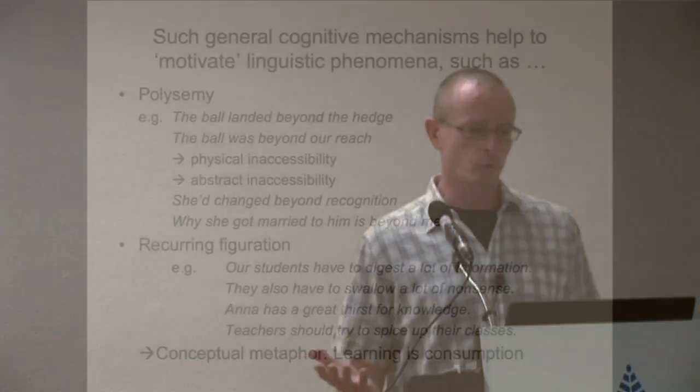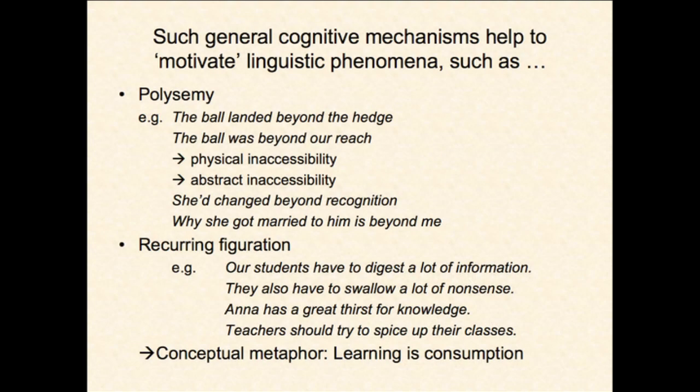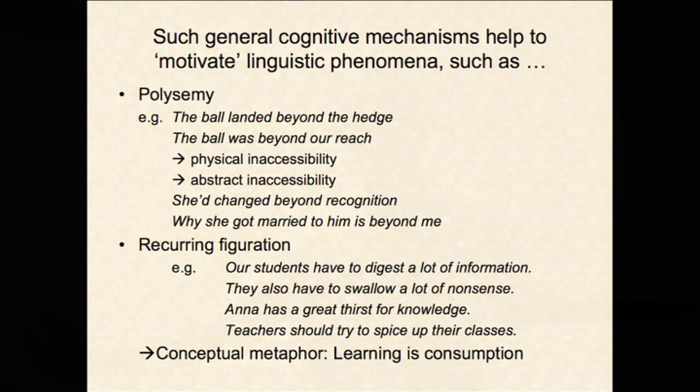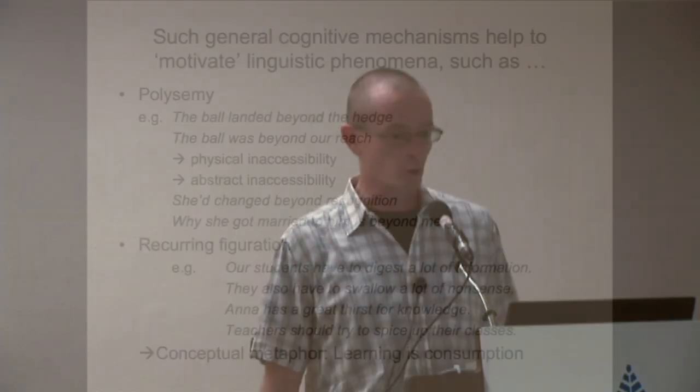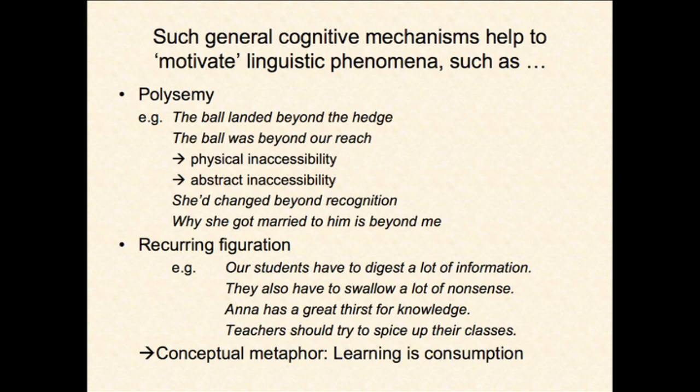Okay? And so if you look at language as a reflection of general cognition, then you can try to explain things like polysemy. So one of the hobby horses of cognitive linguists used to be prepositions, because prepositions are really almost the ultimate case of polysemy. If you take something like beyond, in physical space, you can say the ball landed beyond the hedge, which means it was beyond your reach. So very often, if you use beyond, it means that something becomes inaccessible. Metaphorically, you can then map this onto abstract inaccessibility, and you get expressions like, why she got married to him is beyond me. Okay? So it is a chaining of different meanings.